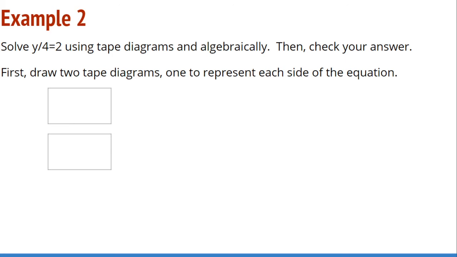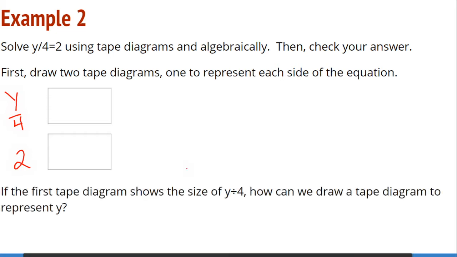So here we have y divided by 4 equals 2. And we are going to use tape diagrams and algebraically, and then we're going to check our answer. So the first thing we need to do is draw 2 tape diagrams. Each tape diagram is going to represent each side of the equation. So I have a tape for y divided by 4, and I have a tape for 2. Now this one is kind of geeky, but I like this problem. This is a fun one.